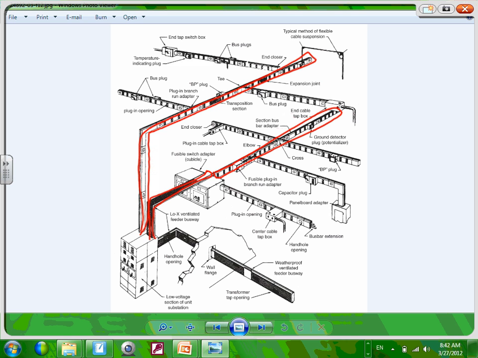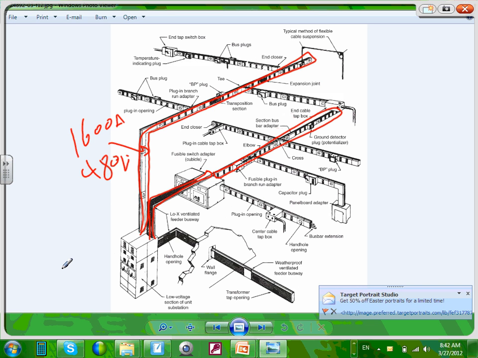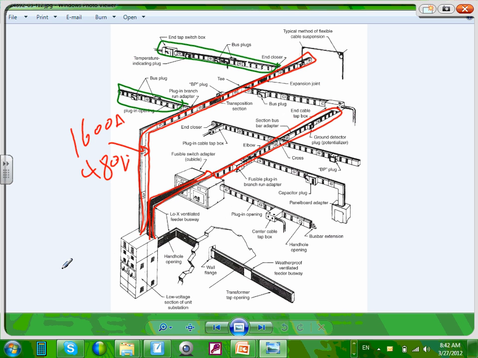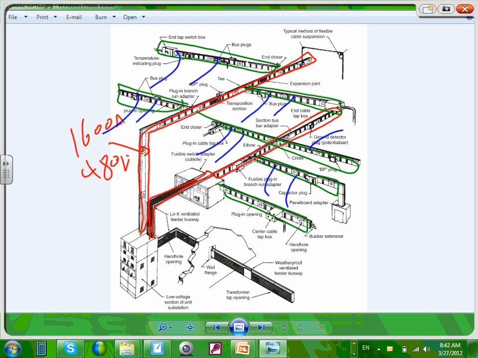I don't know what the load is here. Let's just say this was a 1600 amp load at 480 volts, taking it from this switch, from this MCC, all the way to this destination. Then from here, they have plug-in busways, and I'm just imagining here, where you can tie to different equipment and different machines.